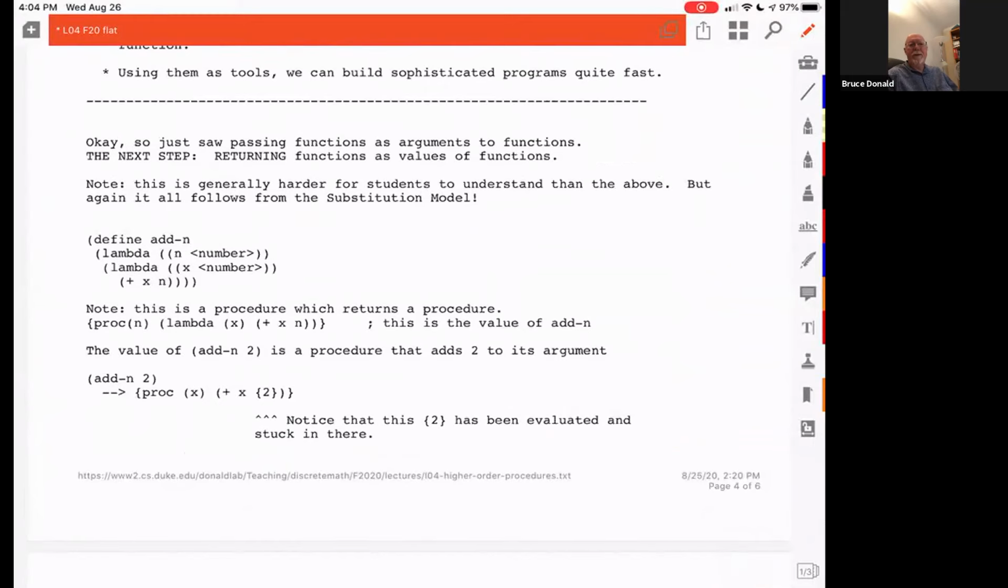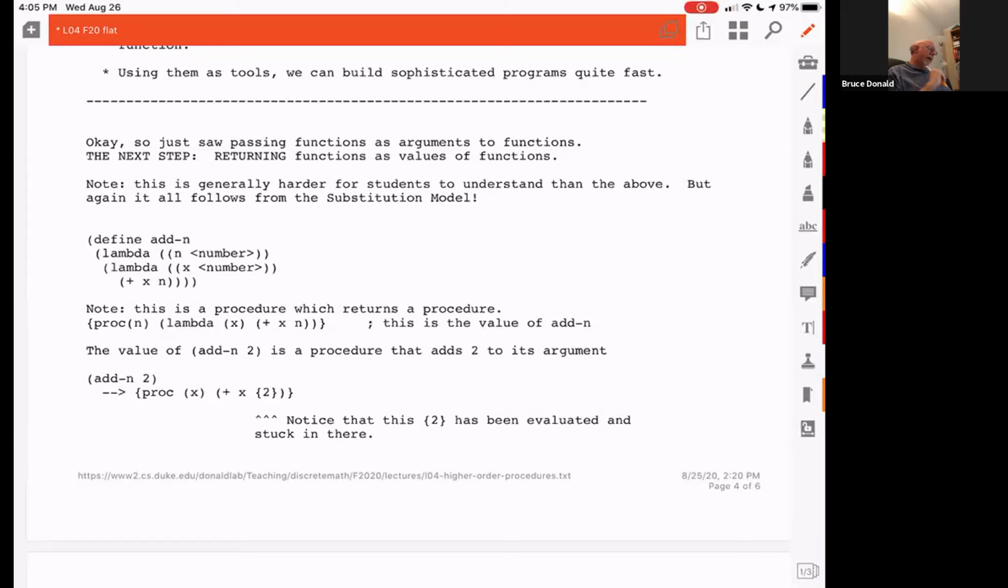But the main thing is you don't need any other tools. The substitution model does all of this for you. So there's nothing new being introduced. It's just the rules you had before being applied to this problem. But it's extremely powerful because it lets us do actually the rest of calculus. Okay. So let's look at this weird beast here called add n.